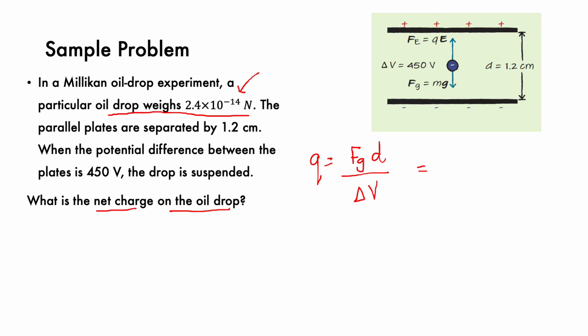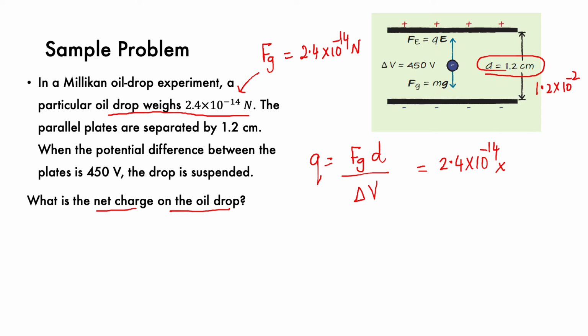Fg, that's the weight. Fg is equal to 2.4 into 10 to the power of negative 14 newtons. We can write that here. The distance is 1.2 centimeters, which we have to convert into meters, so that will become 1.2 into 10 to the power negative 2. And delta V itself is 450 volts. That's an easy substitution. You just have to remember the formula here.